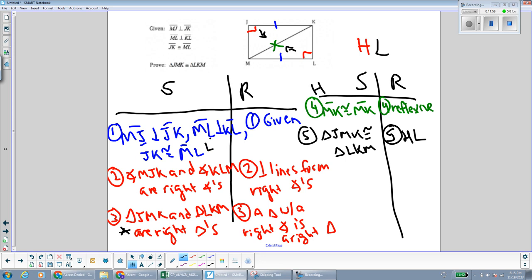And we didn't have that here from the givens. So we do have our right triangles stated, our H and our L. So we are good to go for HL.